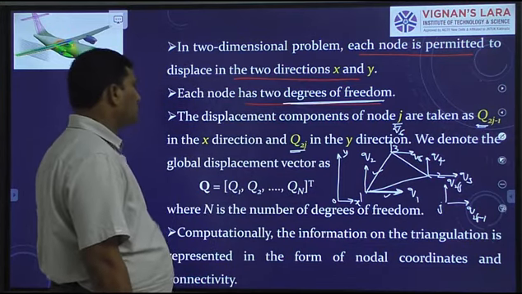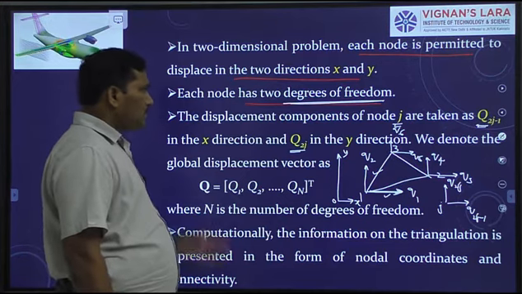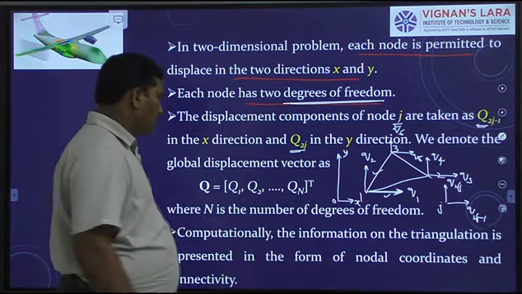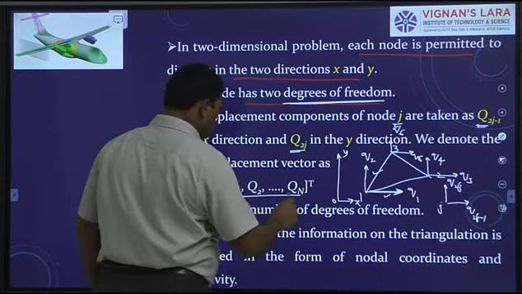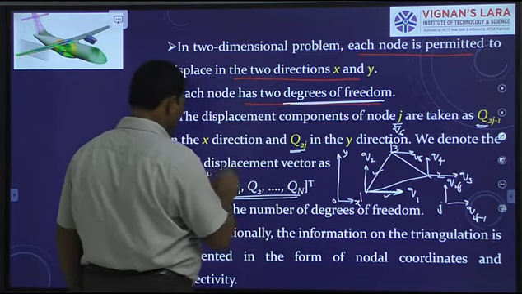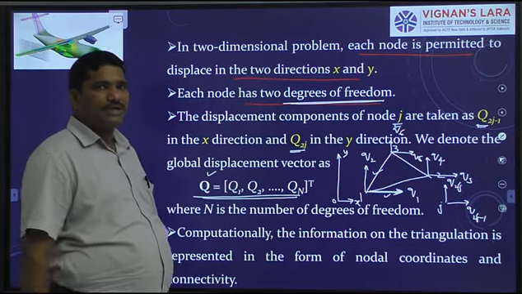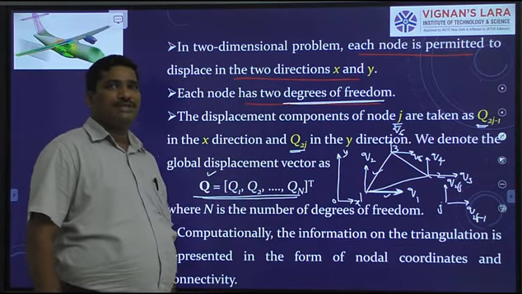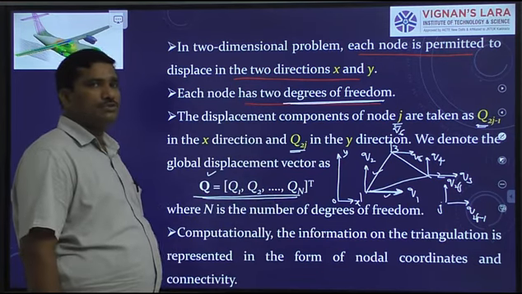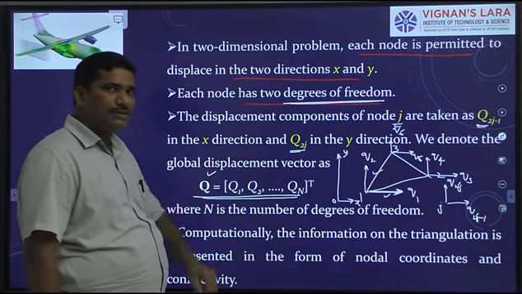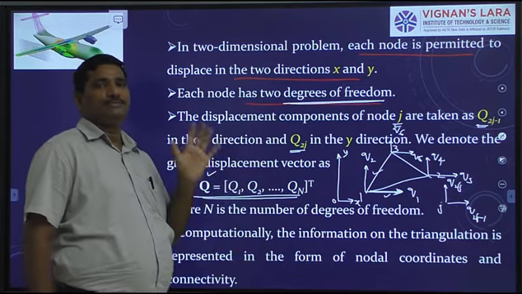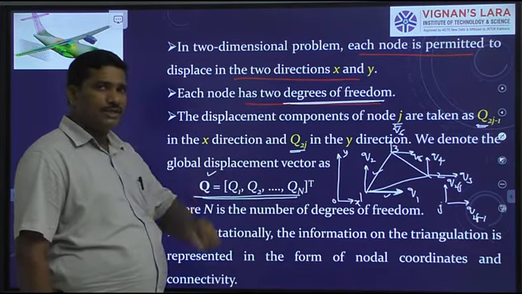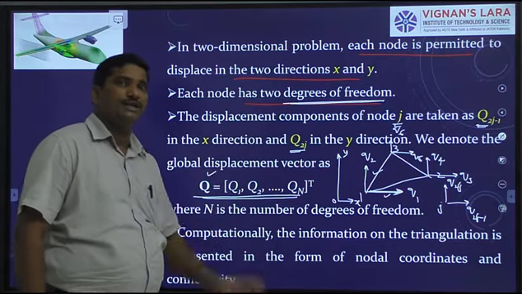Now, once you define the nodal displacements of the domain, you can define the global displacement vector, capital Q. Capital Q we define as a column matrix, with the number of rows equal to the total number of degrees of freedom of the domain.